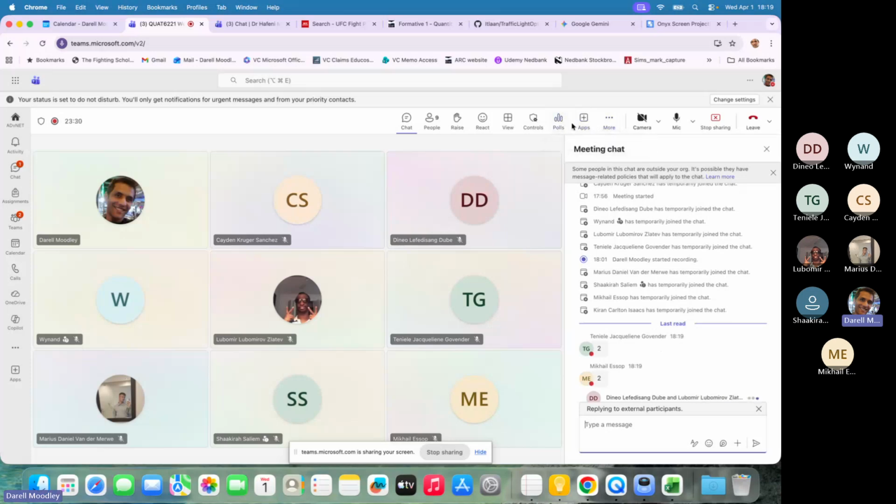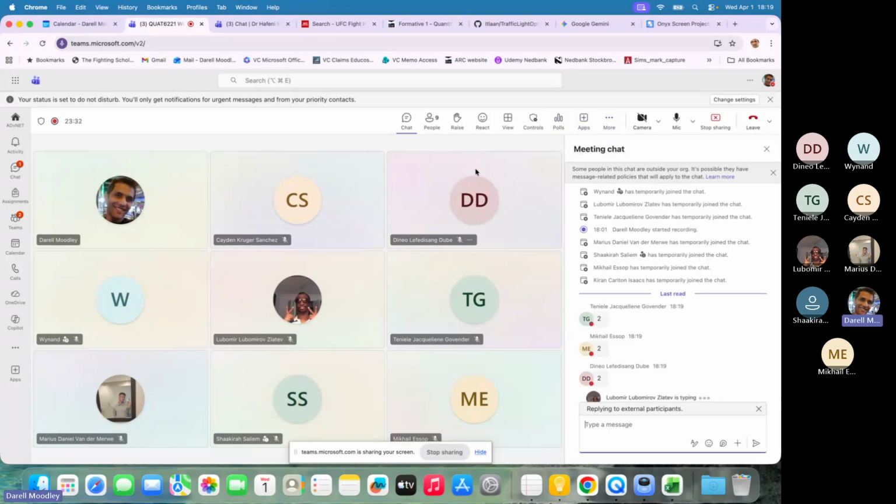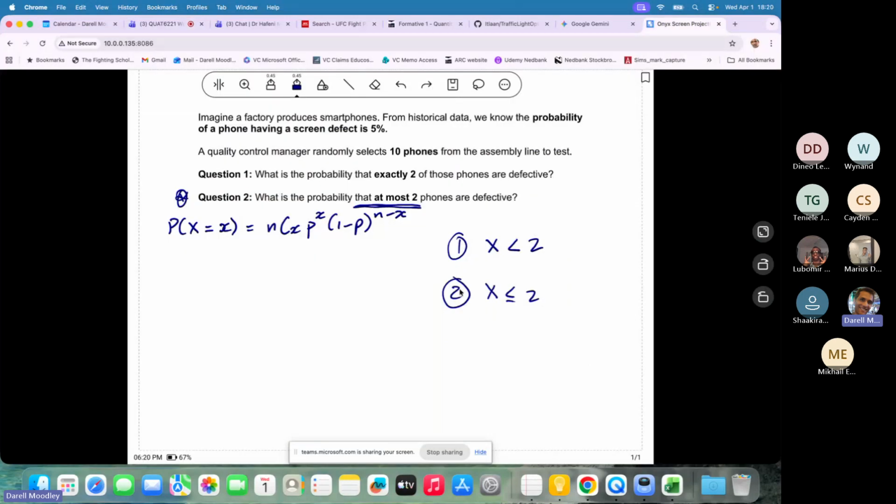So if I say at most 2, is it option 1, option 2? Cool. Getting some input from you. Give it a shot. It's very important that you get this right now. Okay. Let's go back. I think a lot of you say option 2, and you are correct.